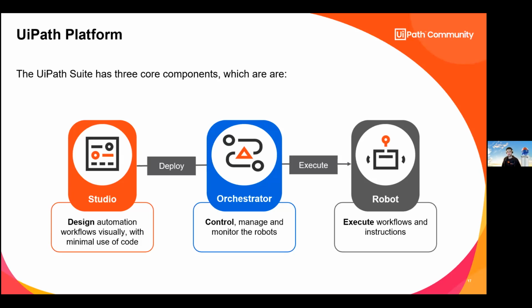Then we have Orchestrator. Orchestrator is like your administration central. There you will control, you will manage, you will say when the robot should run, you will store your credentials. If you want to, there are other options, but Orchestrator is like your default place to store credentials, to store configuration files, configuration values for your different robots. You can also store files. So your robots can actually go to Orchestrator and ask for files.